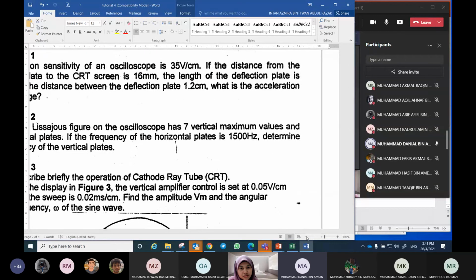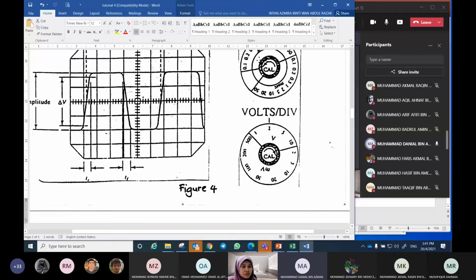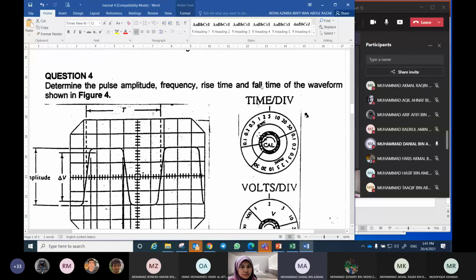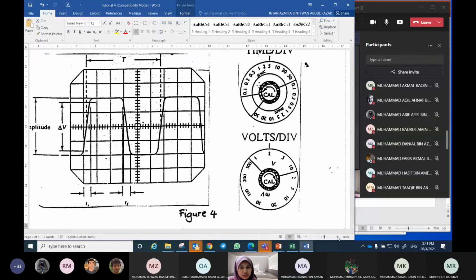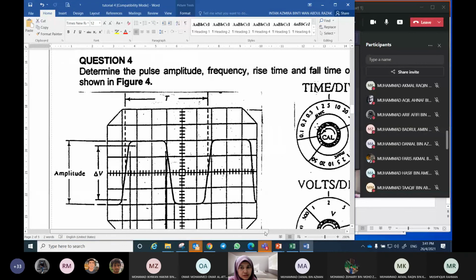And then you will get the period, right? Okay, same goes for rise time and fall time. So what is the value for rise time and fall time?